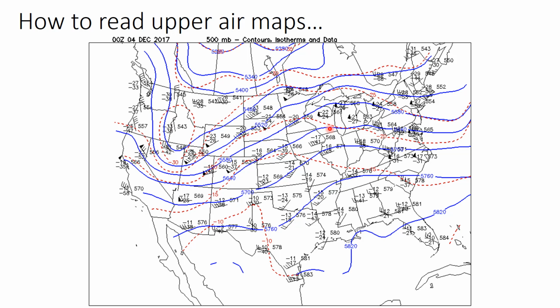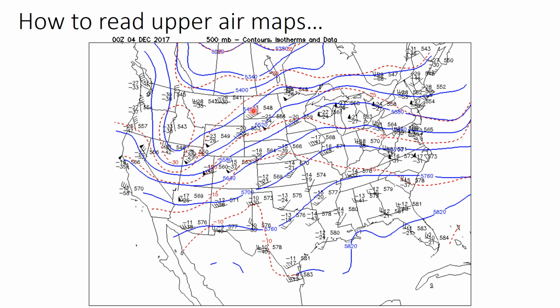So first off, these blue lines are what are called height lines. They actually represent a constant height rather than a constant pressure level. However, they read and work the same way that isobars on the surface of the Earth work. If they're closer together, the winds are going to be stronger. If they're farther apart, the winds are going to be weaker.